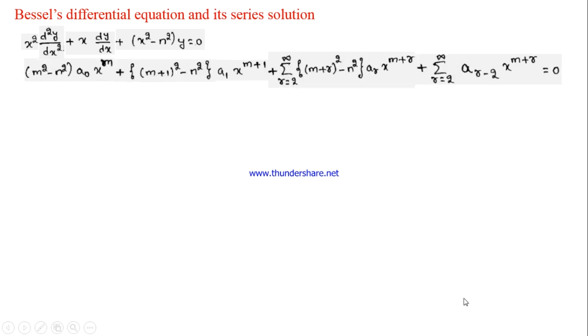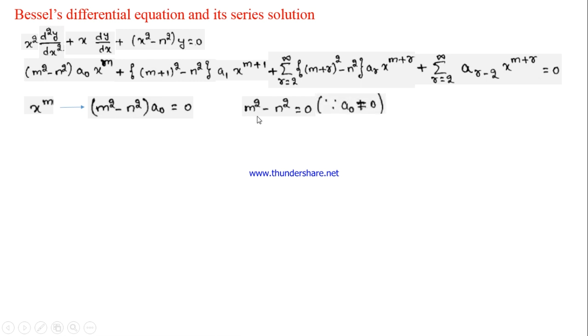Now, in the next step, we will equate the coefficient of x power m. That gives (m square minus n square) a naught equal to 0. Now, you can note, since we assumed a naught is not equal to 0, we are expecting m square minus n square should be 0. This quadratic equation is called the indicial equation. And by solving this, we get two roots, m equal to n and m equal to minus n.